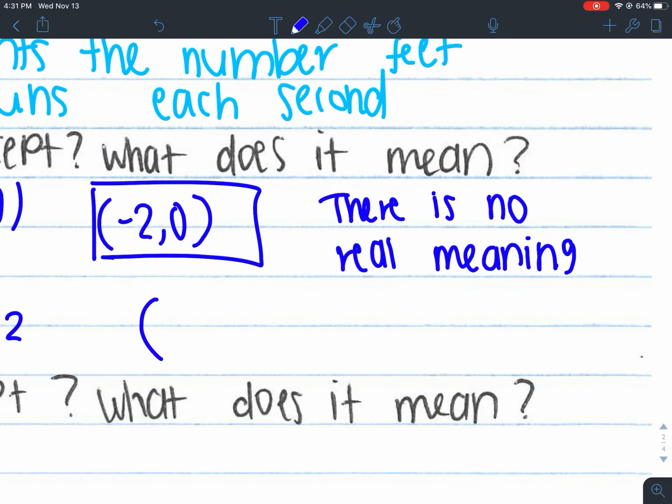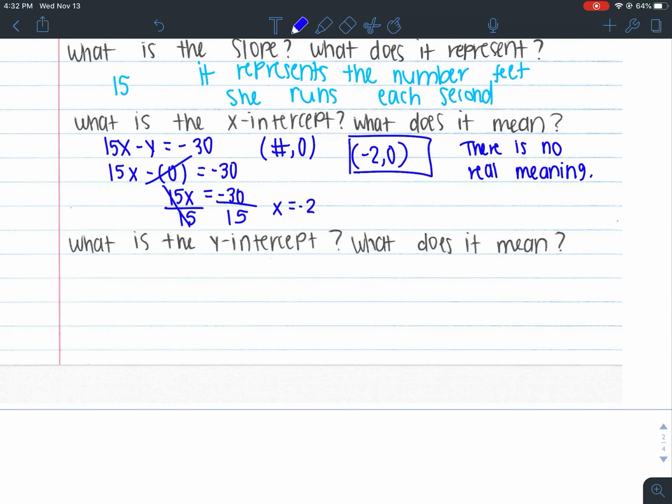Now, sometimes it will have a real meaning. So if your x-intercept, just as a random example, was 8, 0, that means that at 8 seconds, she's at 0 feet. That makes sense because you can have 8 seconds, but you can't have negative 2 seconds. There is no real meaning here. Okay, so negative 2 seconds and 0 feet doesn't really make sense.